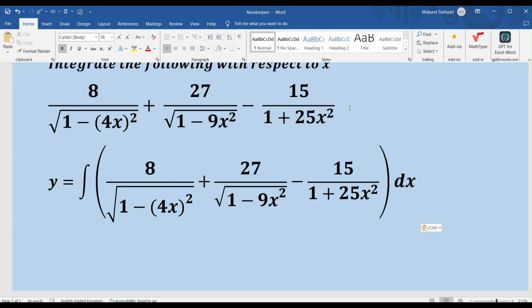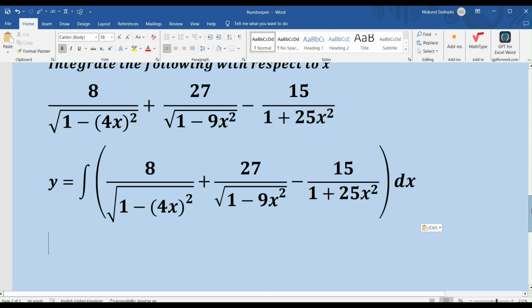Now it looks like I have a function y which is an integral of a sum of three functions, right? And I apply the sum rule of integrals, which is very similar to what we learned in differential calculus. It is nothing but equal to the sum of the integrals, right? So we can work out the integral of each one of these functions independently and then sum them up, right? And we have three such functions. So let's pick up the function one by one.